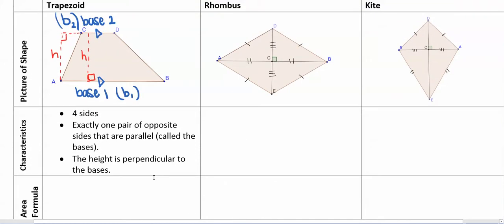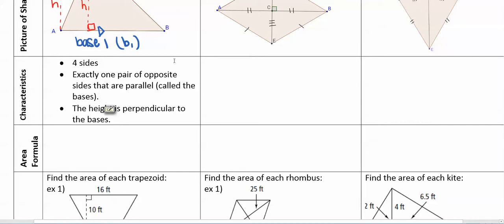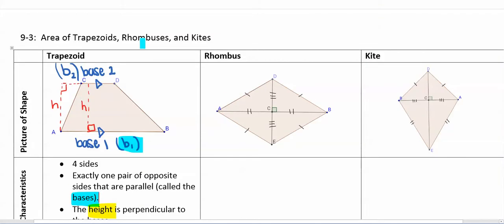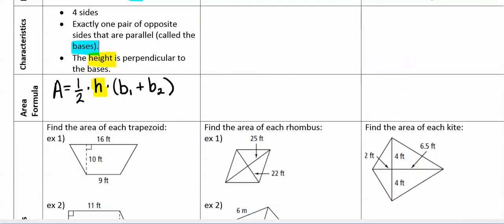Alright, so that's what a trapezoid is. So let's talk about the area formula. The area formula for a trapezoid is going to be 1/2 times the height times the sum of the bases, so B1 plus B2. We have the height, and that height is perpendicular to the bases. The bases, you have B1 here and B2, and they are right here. They are the parallel sides. So you take their lengths and you add them together, and notice the parentheses, and then we cut them in half.